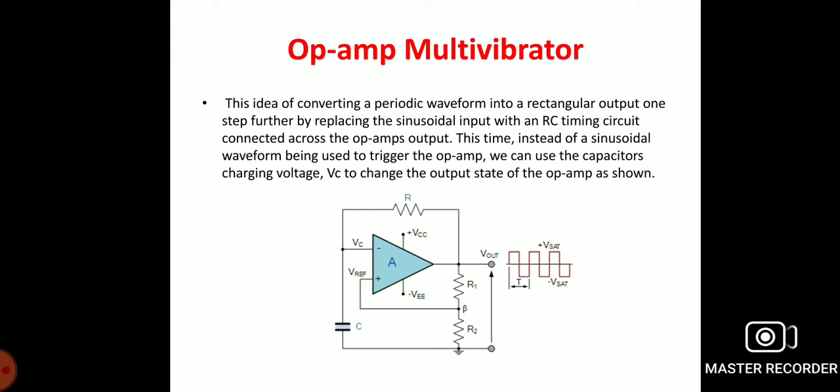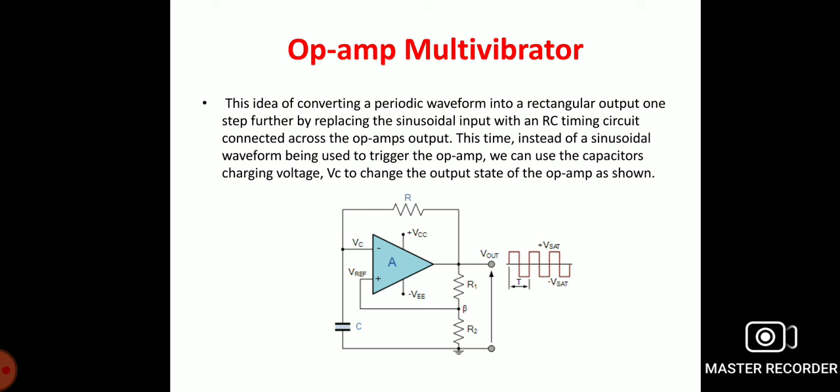Assume that the capacitor is fully discharged and the output of the operational amplifier is saturated at the positive supply rail. The capacitor C starts to charge up from the output voltage V out through the resistance R at a rate determined by the RC time constant. We know from our tutorial on the RC circuit that the capacitor wants to charge up fully to the value of V out, which is the positive saturation, within 5 time constants.